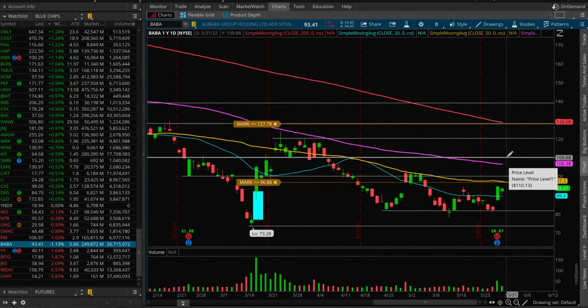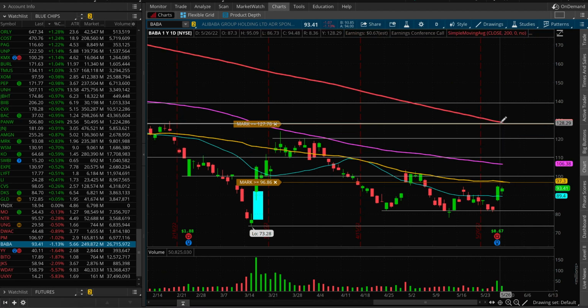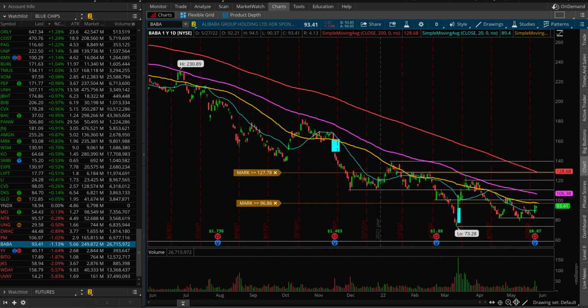I'm watching 110 as a resistance, 120, and then this 200-day moving average, at the moment 128 and still coming down. I'm watching these levels as resistance for Alibaba.